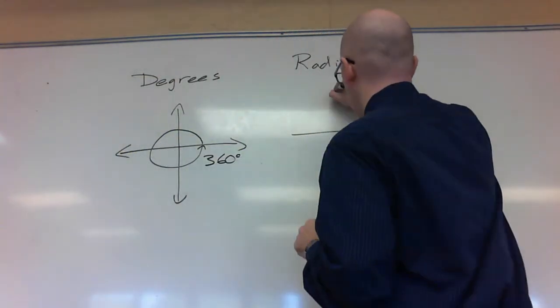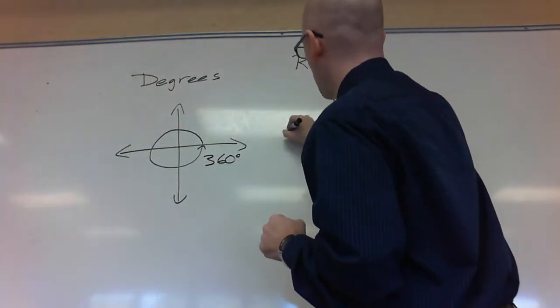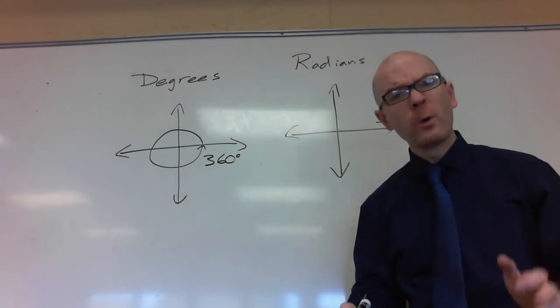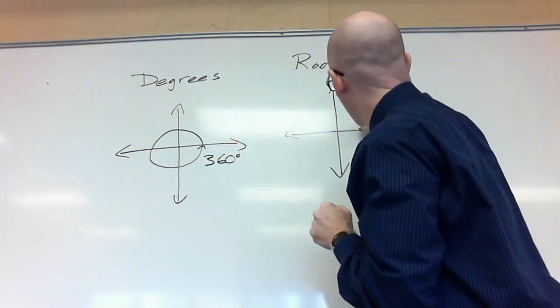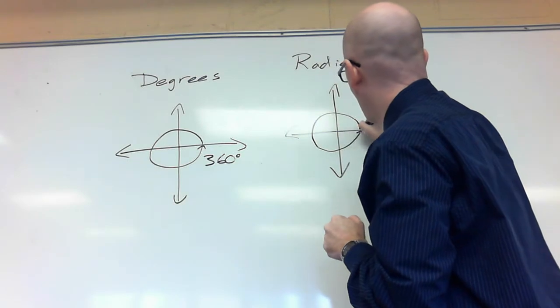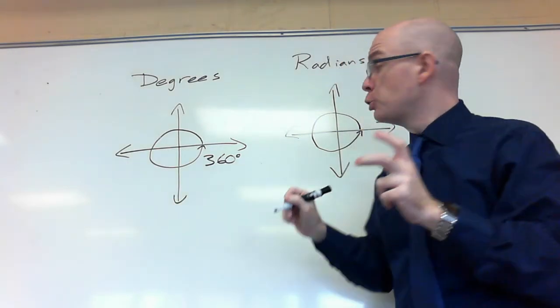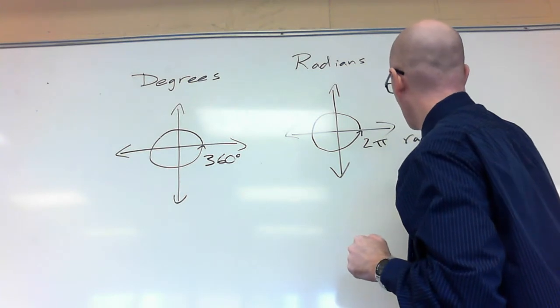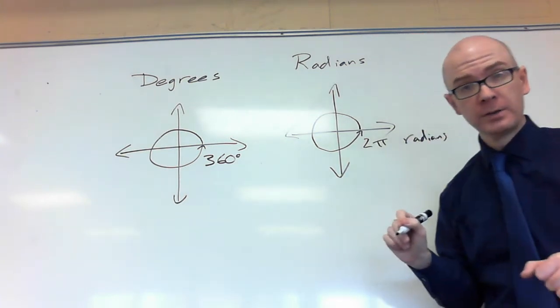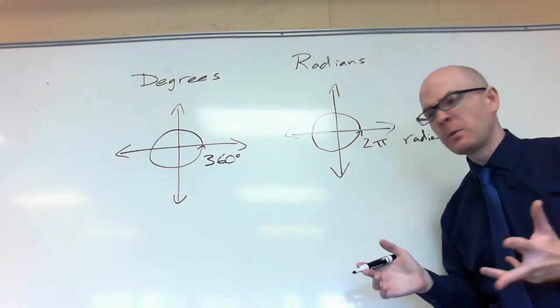If I were to do the same thing with radians, because we know this, we've seen this one before, it's fairly familiar, but if we did the same thing with radians, we would go all the way around and we would have 2 pi radians as the result. In radians, it's like 2 pi.